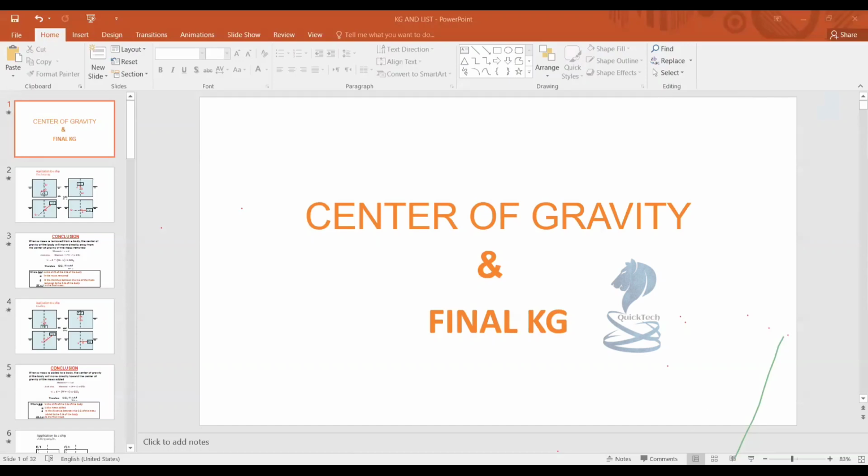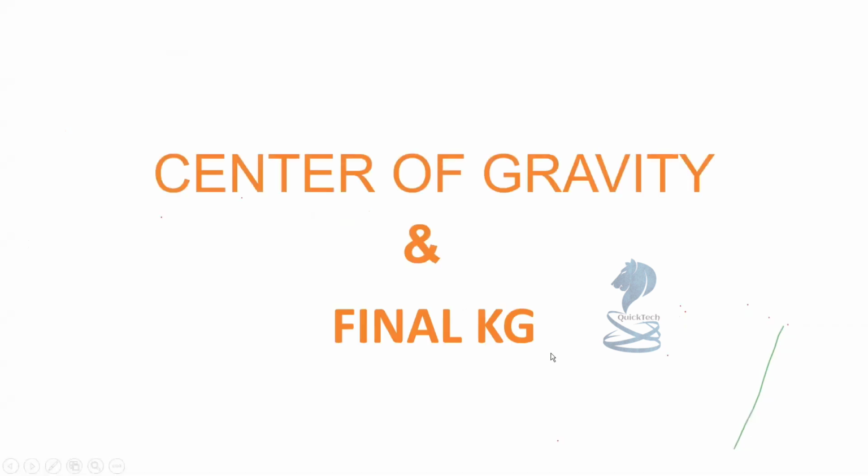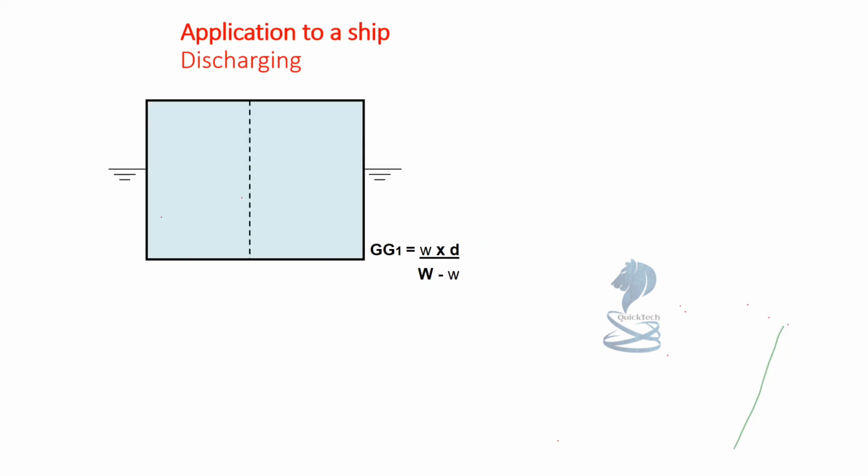Good day everyone. In this video we will see what is center of gravity and the effects on KG due to change in center of gravity when a mass is added, subtracted or shifted on board a ship. Let's see the application to a ship when discharging, how the center of gravity is affected. Here GG1 denotes the shift of center of gravity of a body. Now let's see the same with an example.